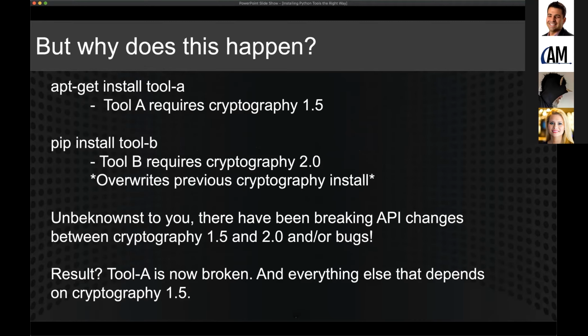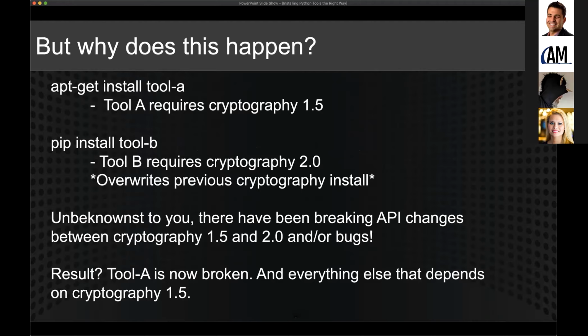Really quickly. Tool A requires cryptography 1.5. Cryptography is a Python library. Say you install tool A via a package manager, it also pulls down cryptography version 1.5, okay? Then you go about installing another tool, say tool B, right? Tool B requires cryptography 2.0. So what happens? Well, both your package manager and pip are writing to the same folder.